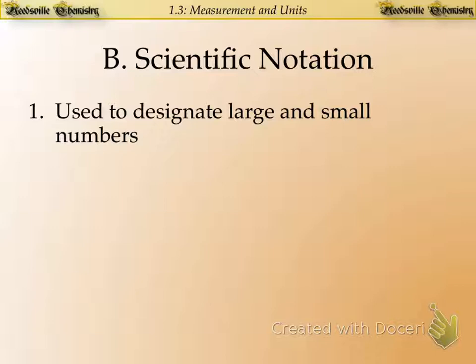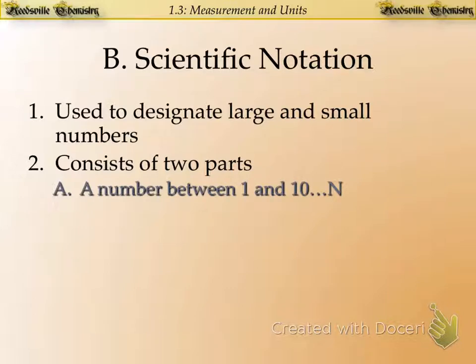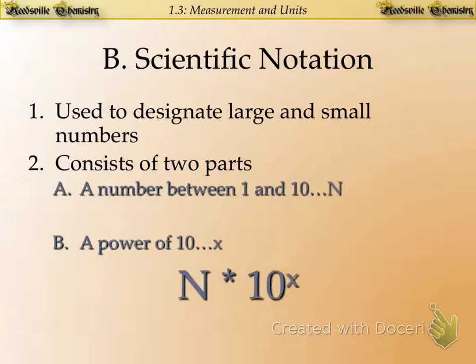How about small numbers? How about the mass of an atom? How about the width of a human hair? These are really small numbers. So we need some type of form to be able to work with these things, and that's where scientific notation comes in. You're probably familiar with it. Just to refresh your memory, it consists of two parts. The first part is a number between 1 and 10. We'll call that n. And the second part is a power of 10. We'll call that x. And so this is the general form of scientific notation, n times 10 to the x.